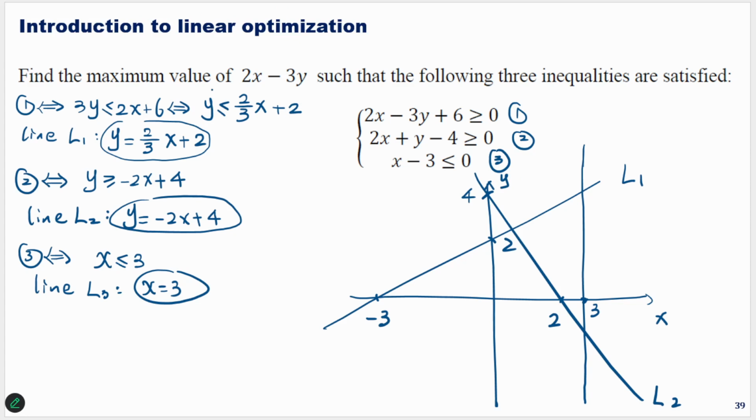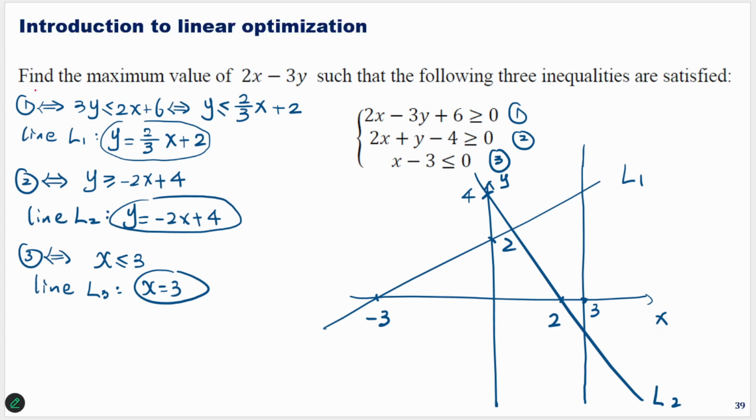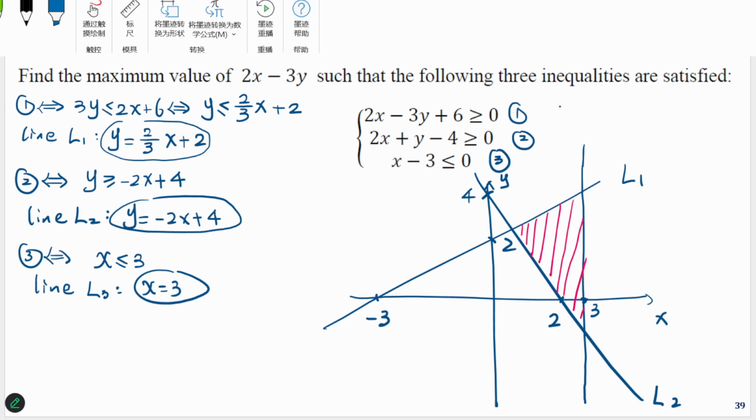Okay, so what is the overlapped area? Your region must satisfy all of these 3 inequalities, right? So that region must be here. You see that? Below L1, above L2, to the left of L3. So this is our L3.